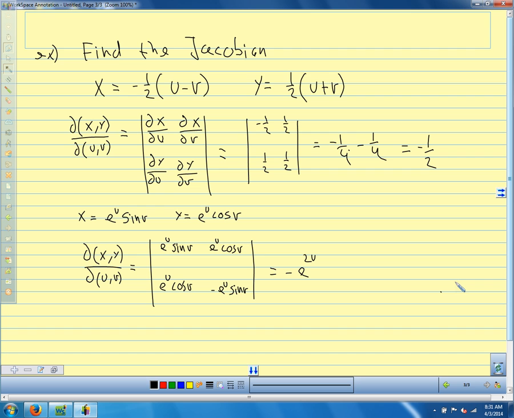So if we were using this particular change of variables, we would have this quantity, minus e to the 2u, as part of our integrand. Just like we have the r in our integrand when we use polar coordinates, or the rho squared sine phi when we use spherical coordinates. Same kind of idea. All right, are we good with calculating Jacobians?